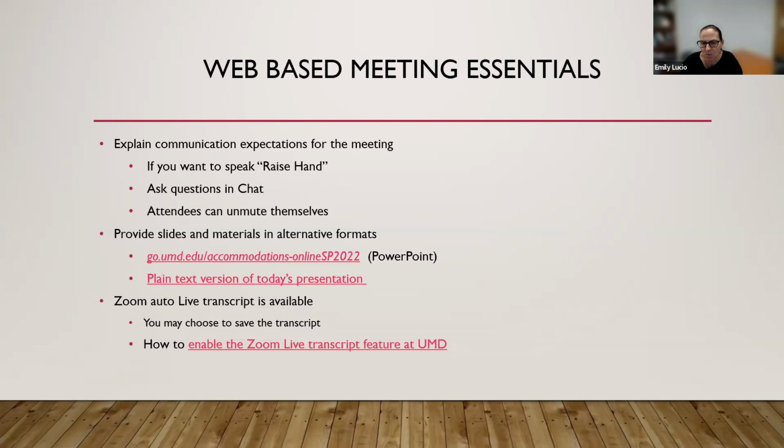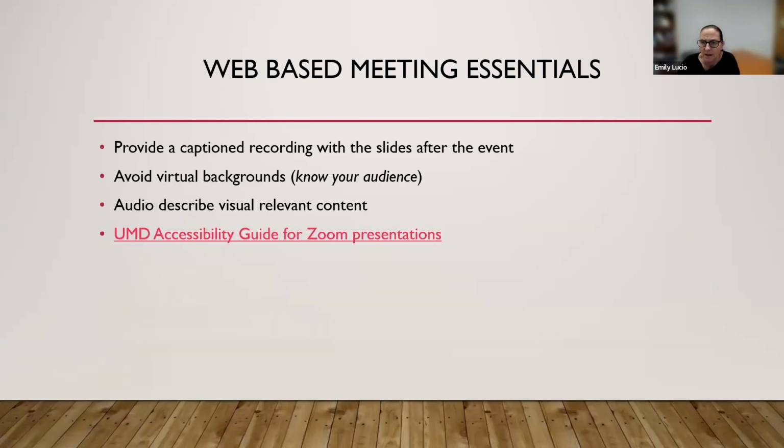There's a couple resources below providing slides and materials in alternative formats. And then you can get a plain text version of today's presentation. And then Zoom audio live transcript is available, and then how to enable the Zoom live transcript feature at UMD. There's a link for that as well. You want to provide a caption recording with the slides after the event. And then you also want to avoid virtual backgrounds. So make sure you know your audience and avoid audio described visual relevant content. The University of Maryland has an accessibility guide for Zoom presentations, and that's available at this link. So you can refer to that as well.